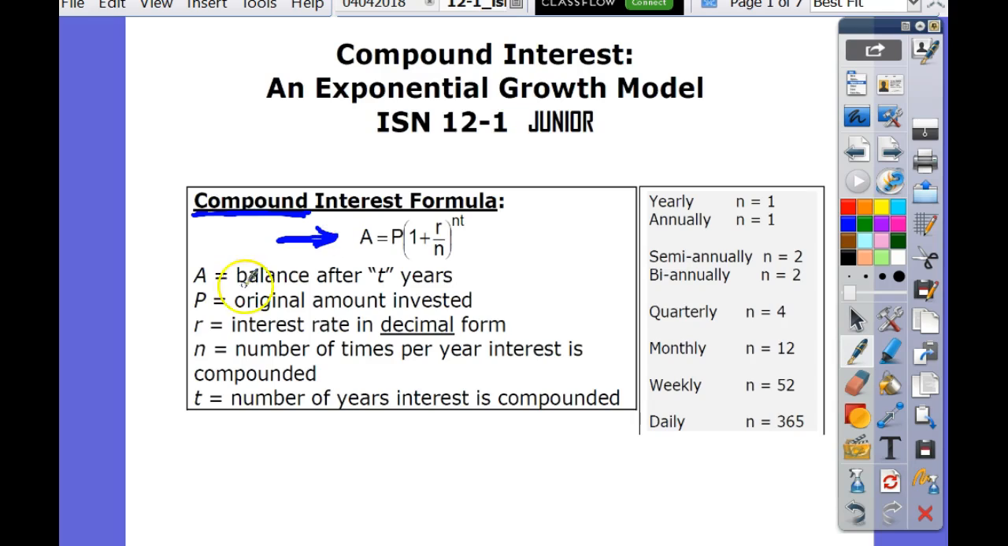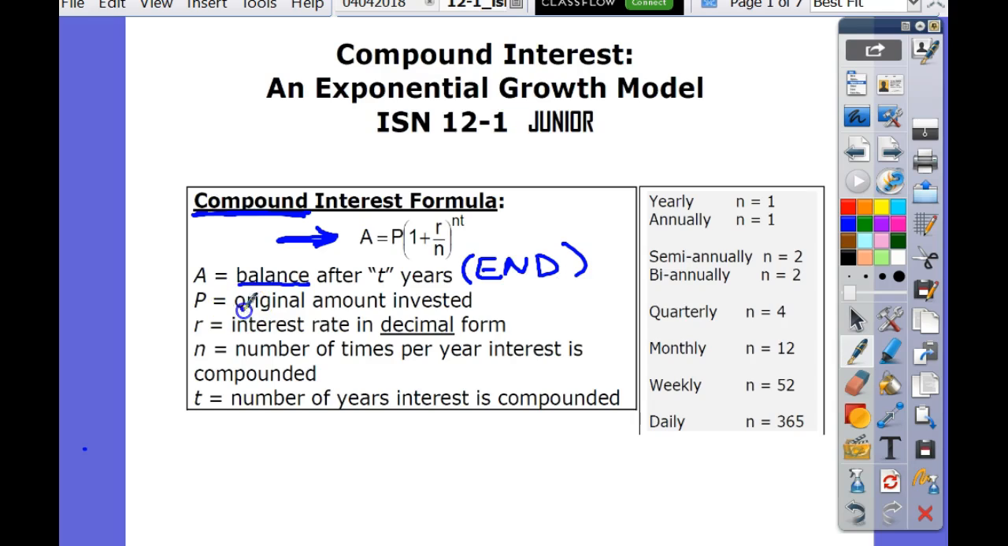So the A stands for the balance. What's a balance? This is the total at the end. That's how much money you have at the end of whatever time period you're looking at. The balance, when I look at the statement from my checking account, is how much is down there at the bottom after I've paid all my checks out or bills and things.